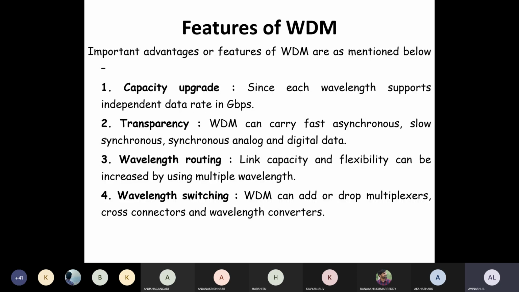So now what exactly happens? Wavelength conversion is a process. Suppose I'm sending the signal at 1300 nanometer, and I don't want to send the signal at 1300 nanometer. I want to increase or decrease the wavelength. So the wavelength can also be converted within a limited range.